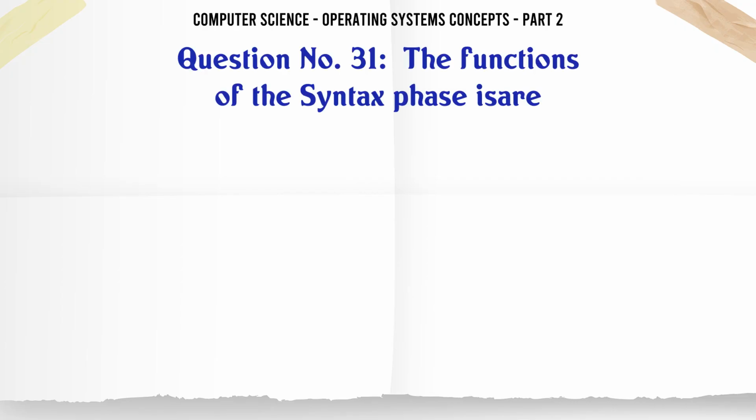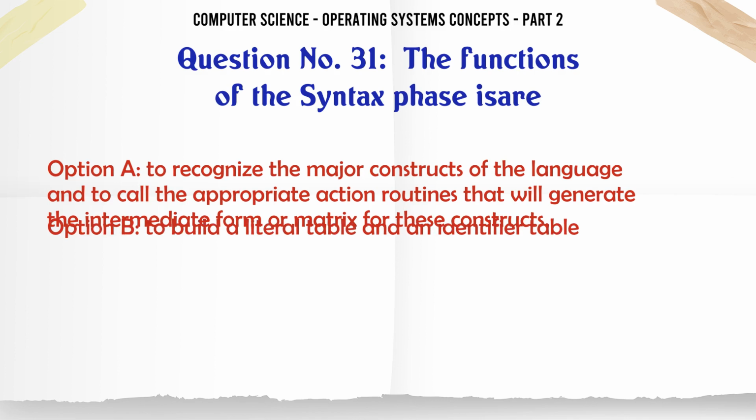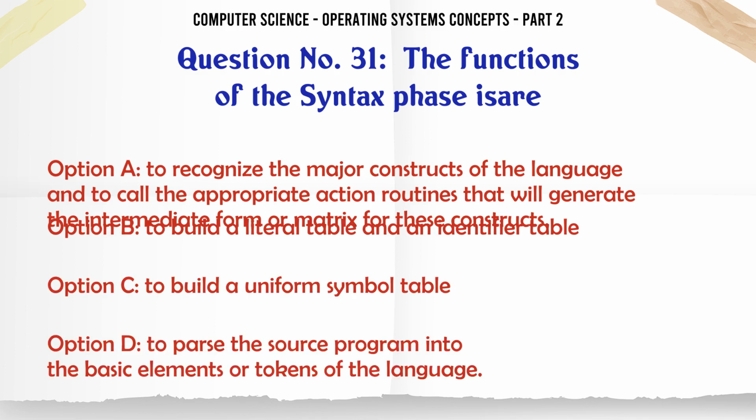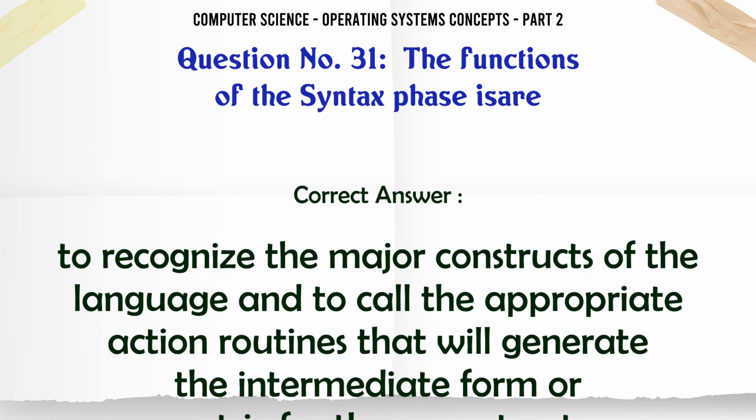The function of the syntax phase is A. To recognize the major constructs of the language and to call the appropriate action routines that will generate the intermediate form or matrix for these constructs. B. To build a literal table and an identifier table. C. To build a uniform symbol table. D. To parse the source program into the basic elements or tokens of the language. The correct answer is to recognize the major constructs of the language and to call the appropriate action routines that will generate the intermediate form or matrix for these constructs.